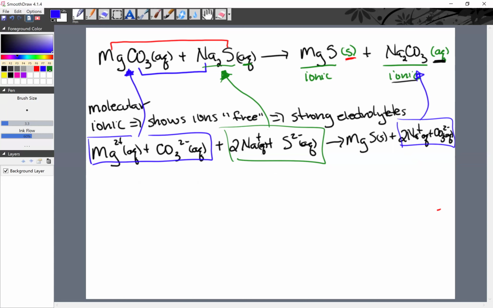Now the net ionic equation gets rid of all spectators. Basically, the species that aren't doing anything, they're just floating around, taking up space.